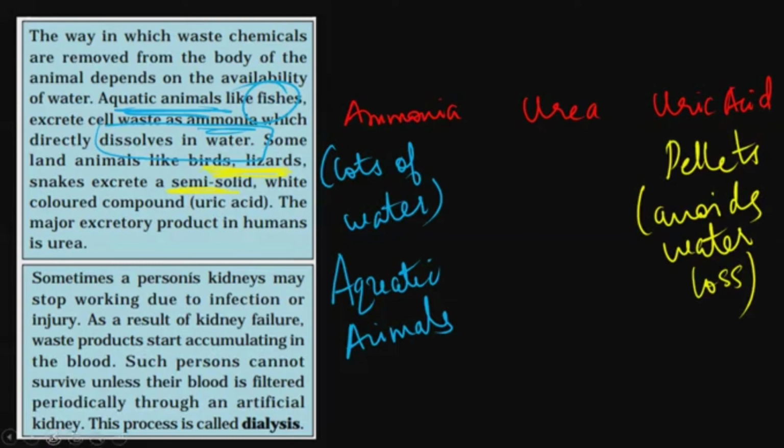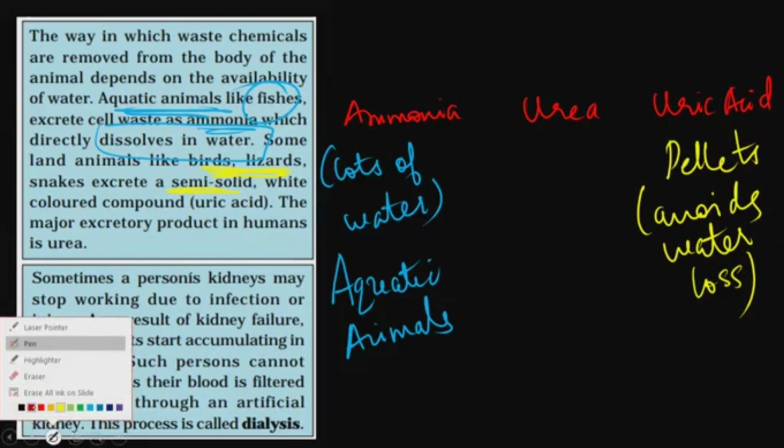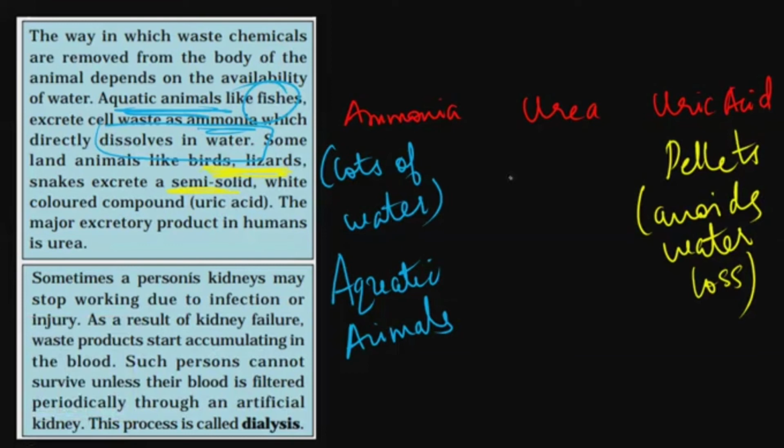And for humans, they excrete urea because it's okay. We can afford to lose the water which is required to excrete urea. We can afford to do that. So we excrete that, and this is usually humans. You can say humans, or maybe some of the terrestrial organisms as well.